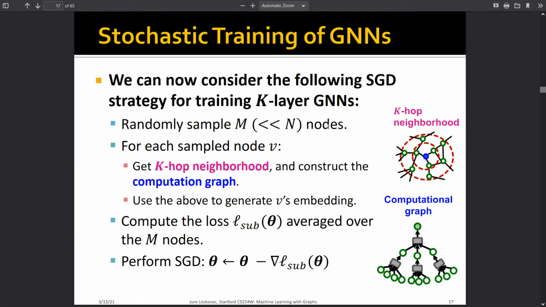So we randomly sample M nodes. For each sampled node, we do the k-hop neighborhood, and we consider the computational graph. As you said, we generate M computational graphs based on M nodes. Then we use that to generate the embedding for a specific node v. Then we average the loss over the M nodes. We perform SGD on that sample.